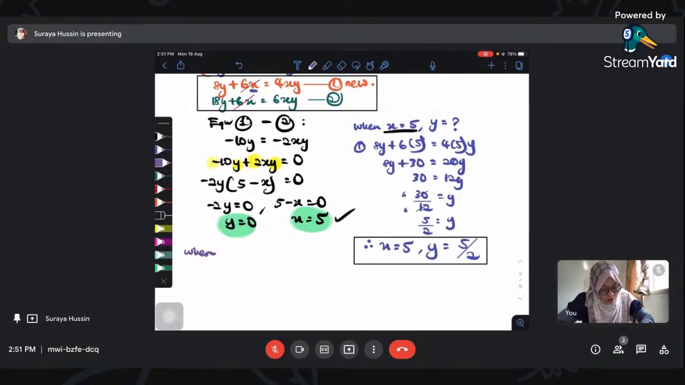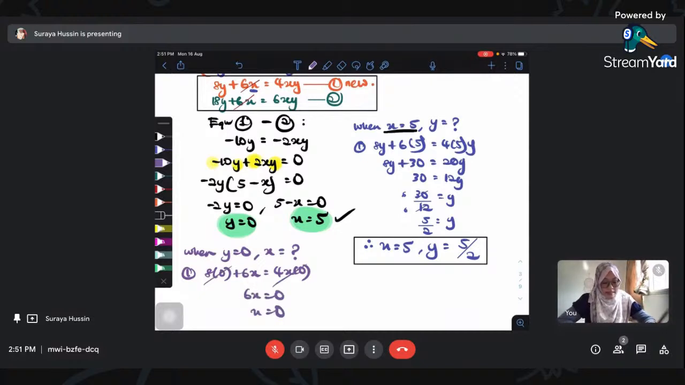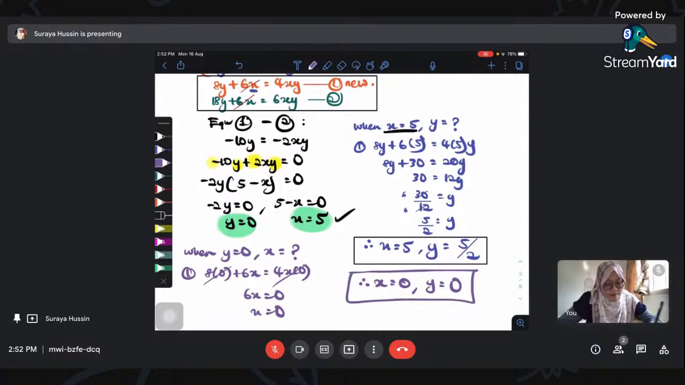So when y is equals to 0, what is your x? Cari. Gunalah equation mana-mana satu pun boleh. So I'll use equation 1 sebab senang lagi. Ini lagi lah kosong. So 6x is equals to 0. So x is equals to literally 0. So another answer is equals to x0, y0. Ta-da! And I got the second answer.